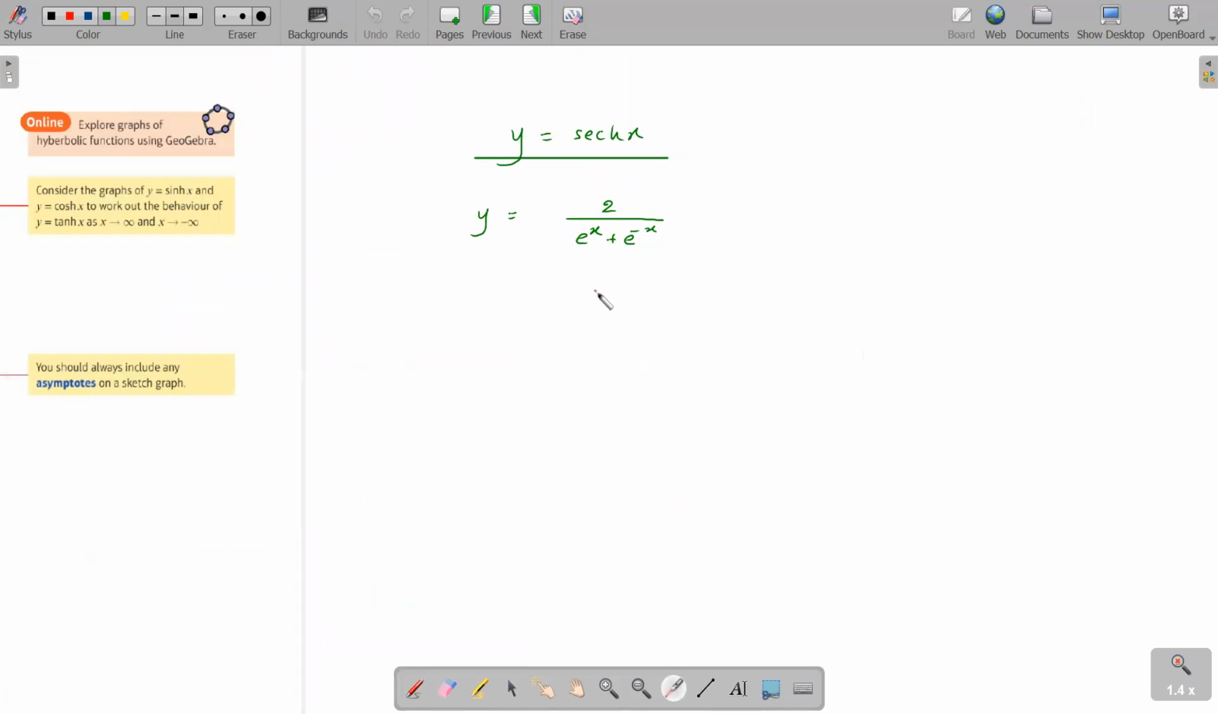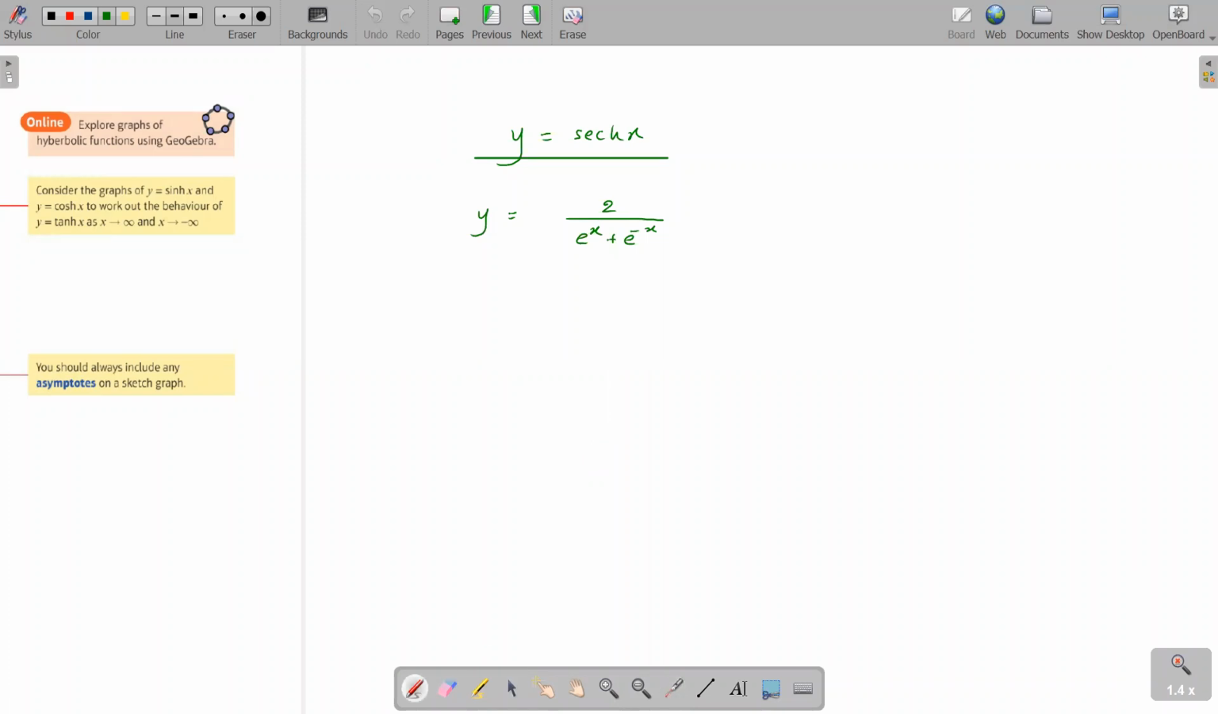Now, in order to draw this graph, we are going to consider a few coordinates to help us draw the graph, and we are going to consider what happens to the graph when x approaches positive infinity, and what happens to the graph when x approaches negative infinity.